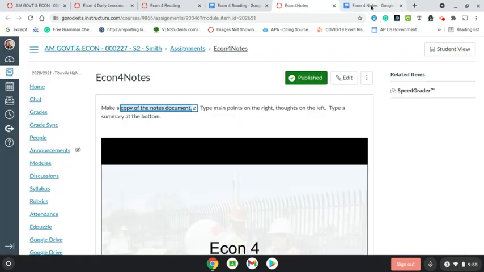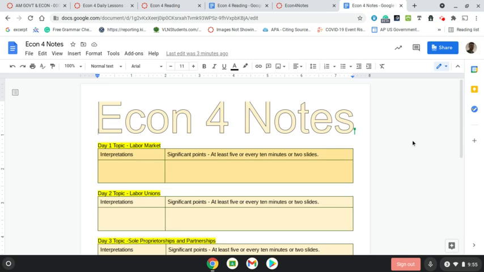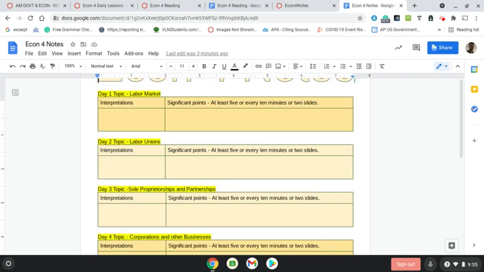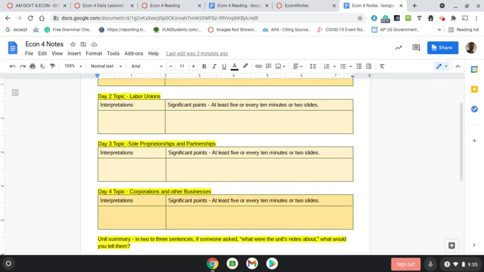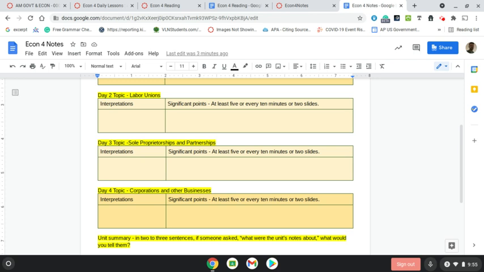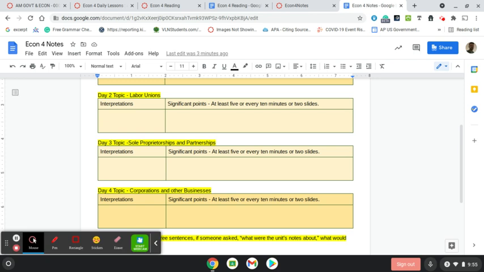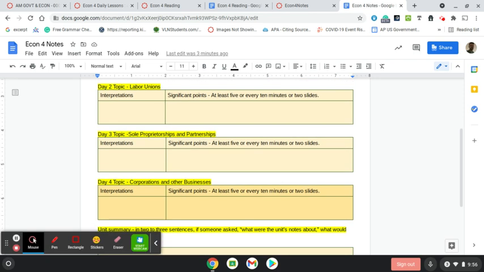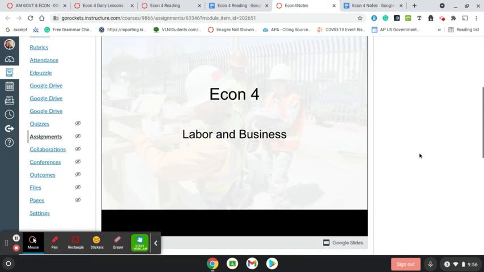The notes for today, there'll be 4 days of notes since this is a shorter week. We'll talk about the labor market today, labor unions tomorrow, then sole proprietorships and partnerships on Wednesday, and Thursday will be corporations and other types of businesses. So first today, let's look at the labor market.